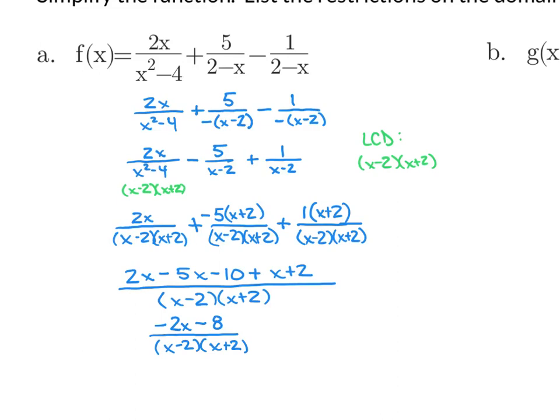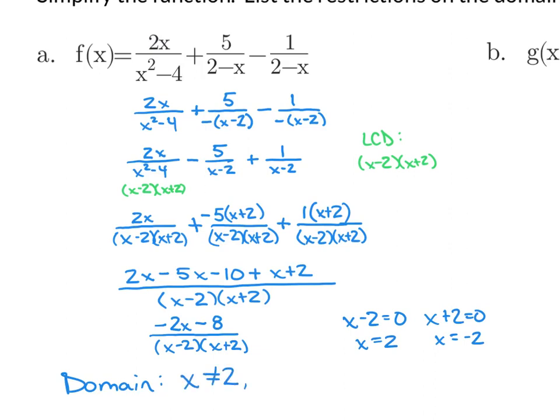Now, we do want our domain restrictions, so what is our domain? If we set our denominator equal to 0, I'm going to set each factor equal to 0. We get x equals 2 and x equals minus 2. So my domain restrictions: x is not equal to 2 or negative 2.